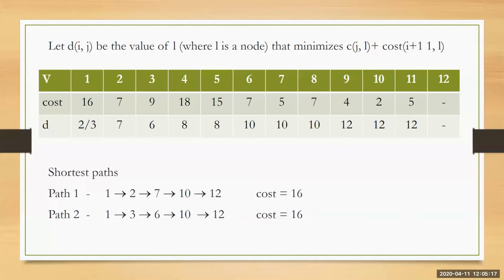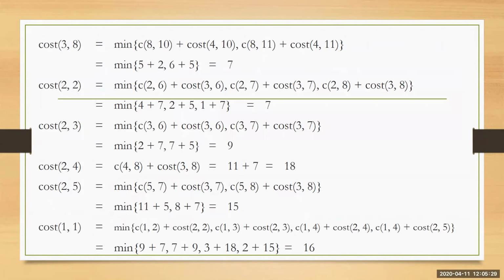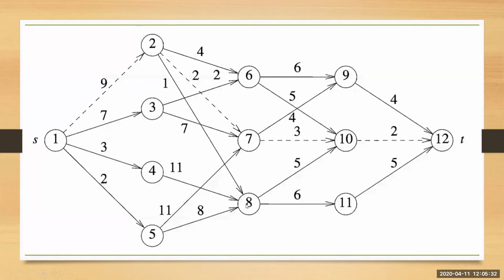I hope it is clear. The cost of 9, 10 and 11 is calculated. That is, the fourth stage vertices cost is calculated. Now we have to calculate the cost of the previous stage. Which is that previous stage? 6, 7 and 8. The cost of 6, cost of 7 and cost of 8.